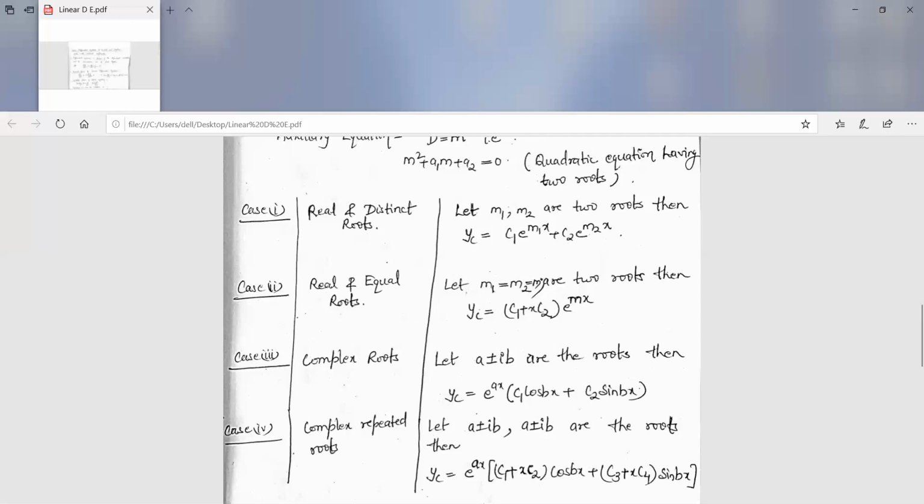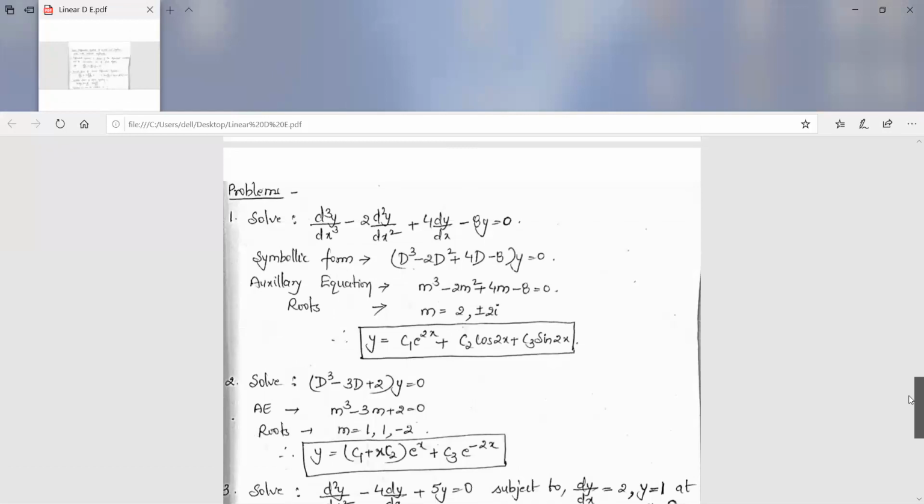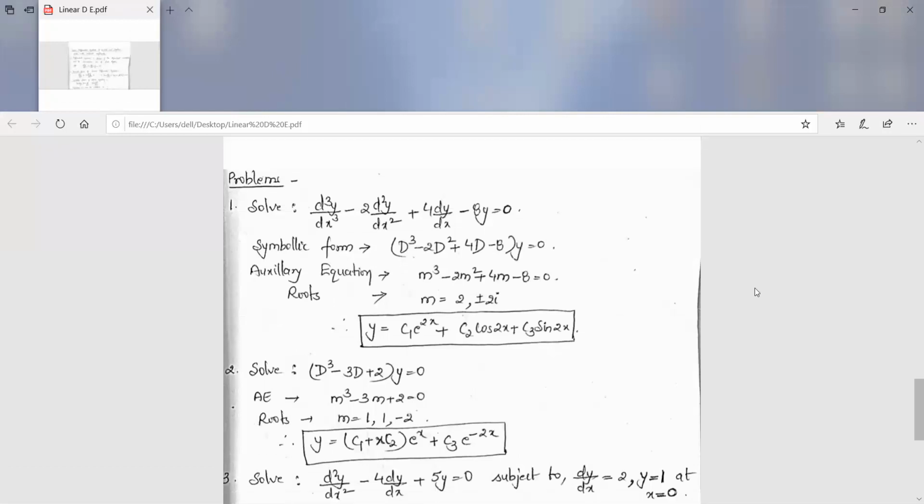Now we will see some problems. Some problems we will solve based on the complementary function. See the first problem. Solve d cube y by dx cube minus 2 d2y by dx square plus 4 dy by dx minus 8y equals 0. Equals 0 shows here it is a homogeneous equation. That means the complete solution of this differential equation is only the complementary function.